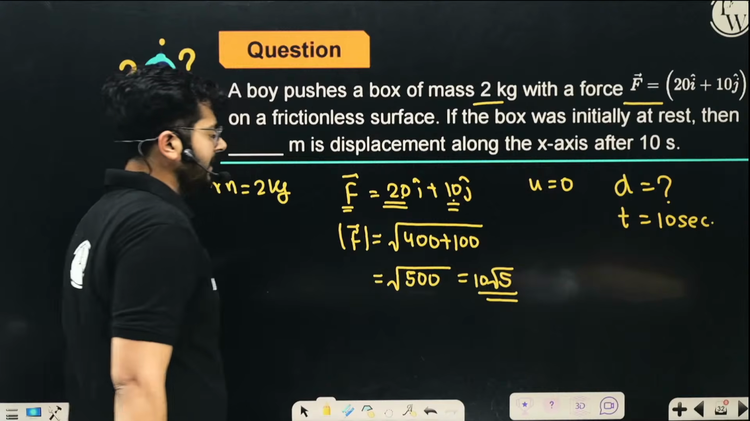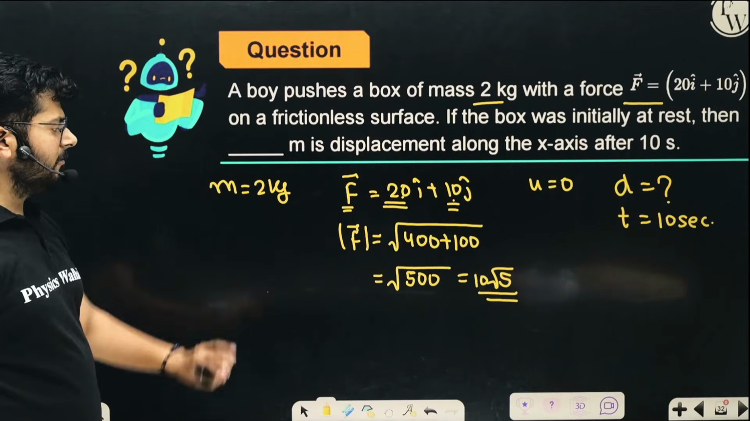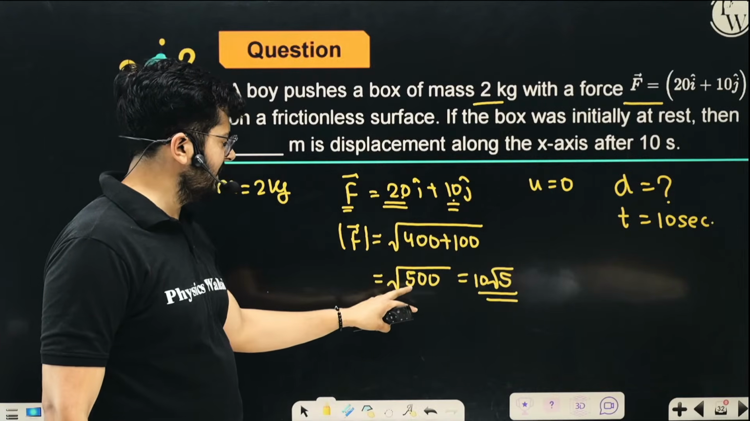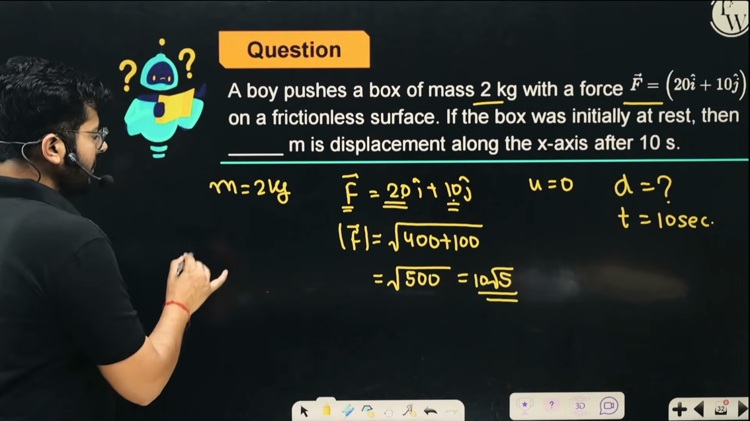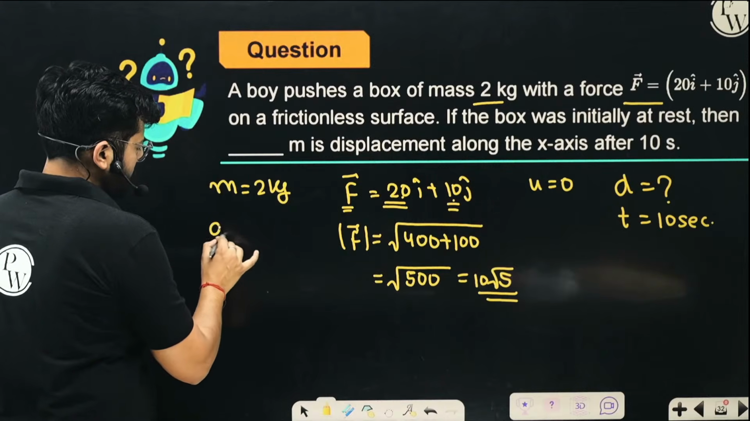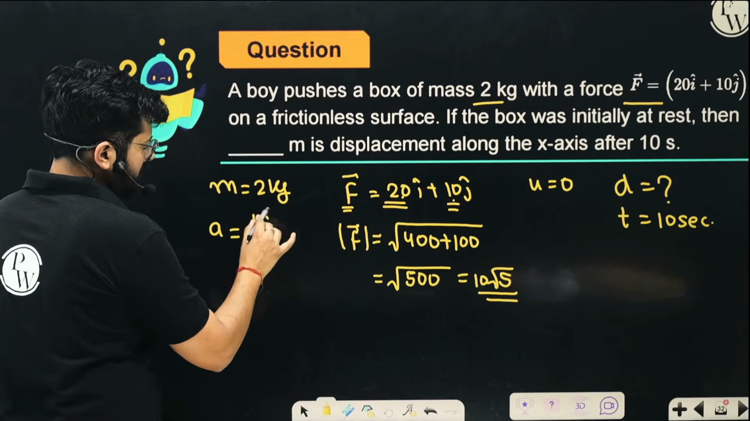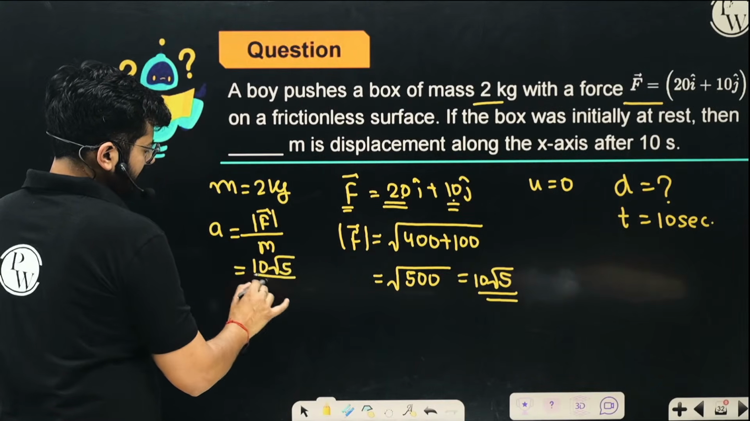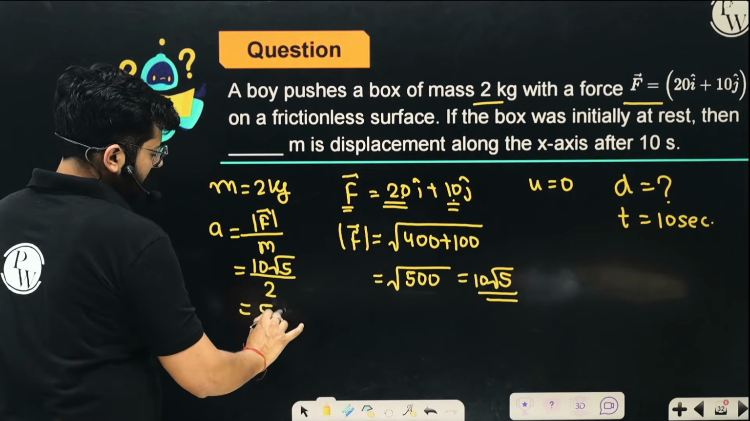I hope the idea is very clear. Once you know the magnitude of force, which is under root this square plus that square, so 400 plus 100, 500, is 10 root 5. Once you know the magnitude of force and mass is there, acceleration is magnitude of force divided by mass, which is 10 root 5 divided by 2. So it is 5 root 5.